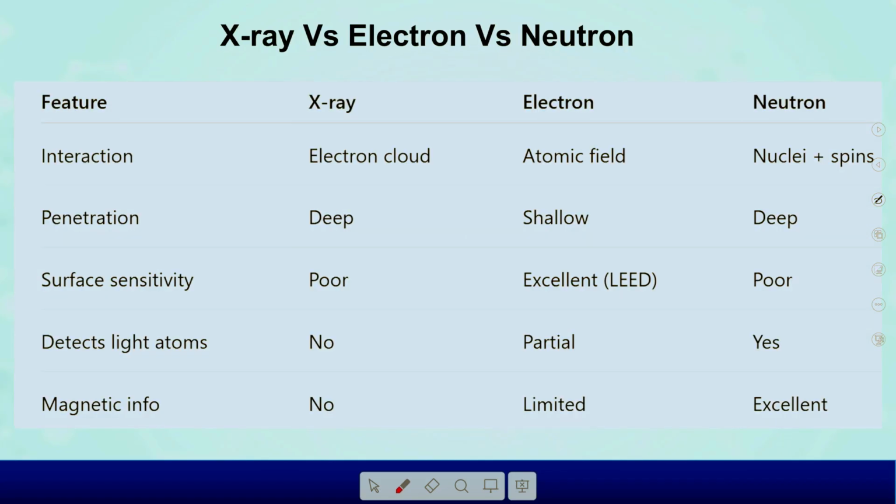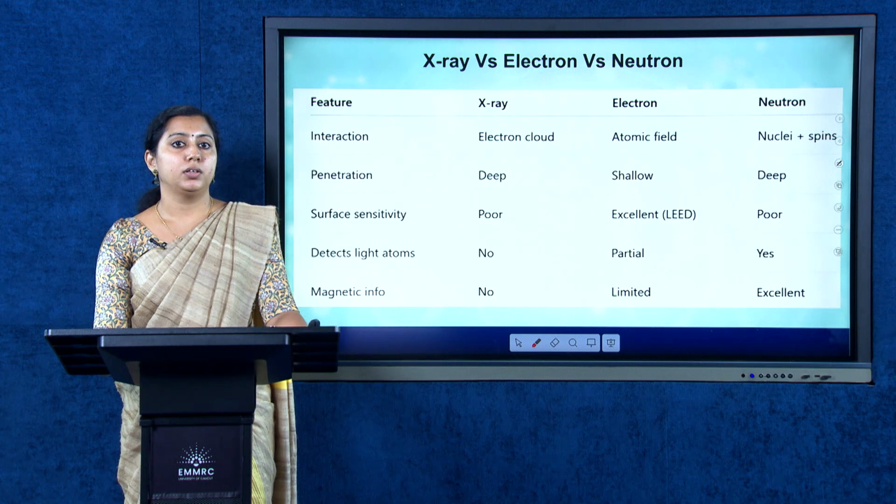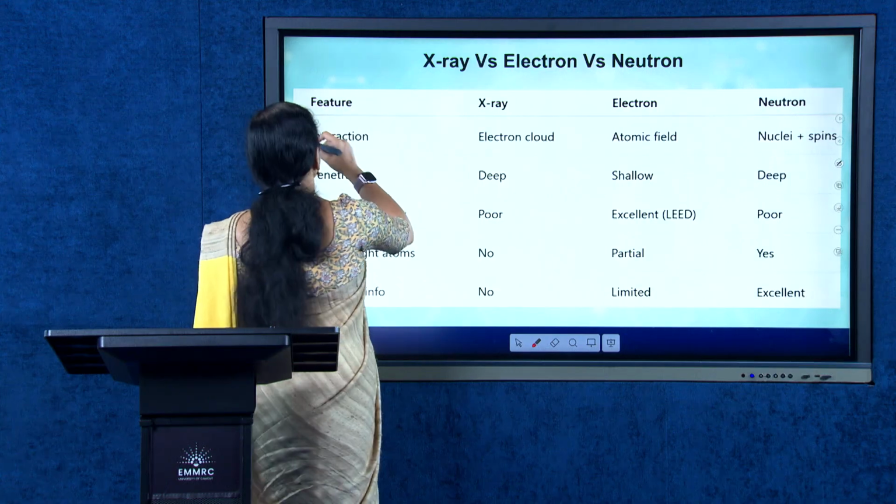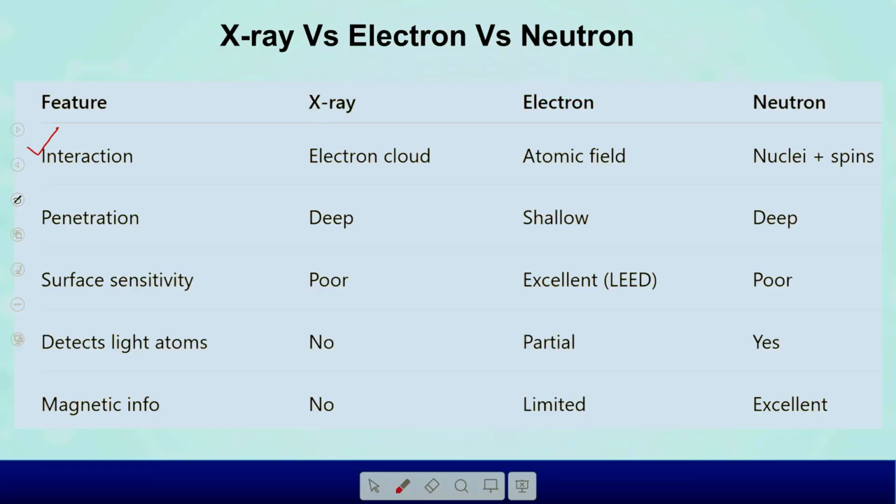So, this table shows the comparison of the 3 diffraction methods, namely X-ray diffraction, electron diffraction and neutron diffraction. So, the first feature is about the interaction. X-rays interact with the electron cloud, electrons interact with the atomic field, whereas neutrons interact with the atomic nuclei and their spins.